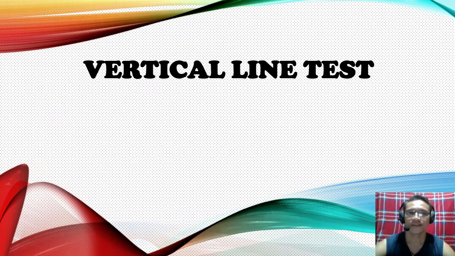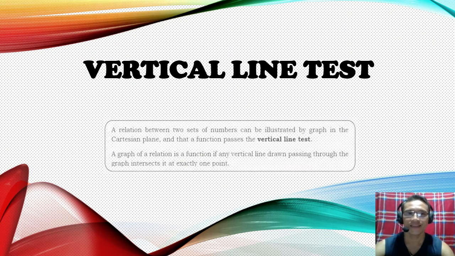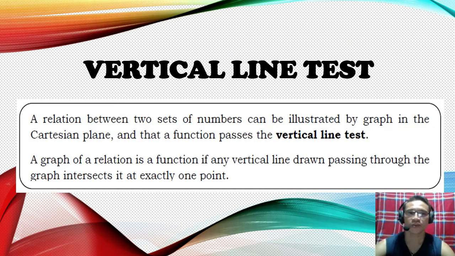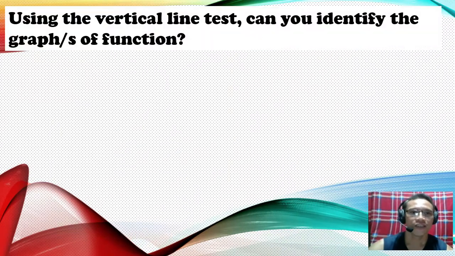Let us proceed with the vertical line test. A relation between two sets of numbers can be illustrated by a graph in the Cartesian plane, and a function passes the vertical line test. A graph of a relation is a function if any vertical line drawn passing through the graph intersects at exactly one point. Okay, let us see. Using the vertical line test, can you identify the graphs of the function?